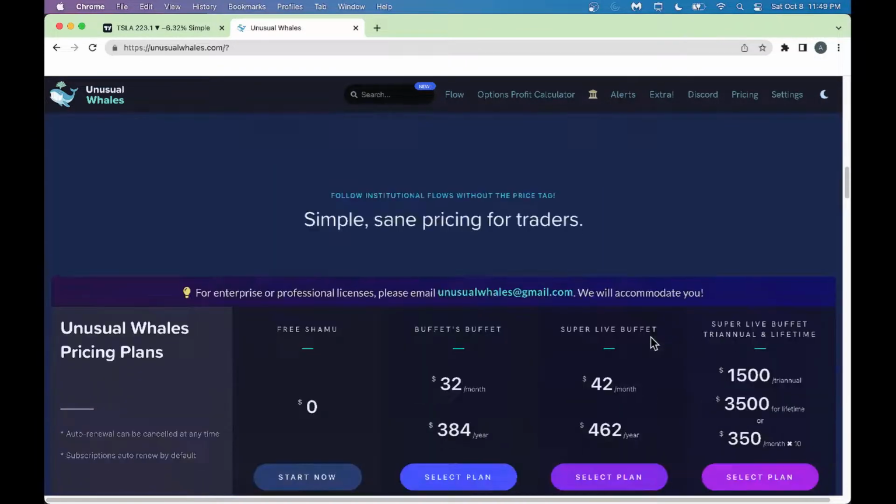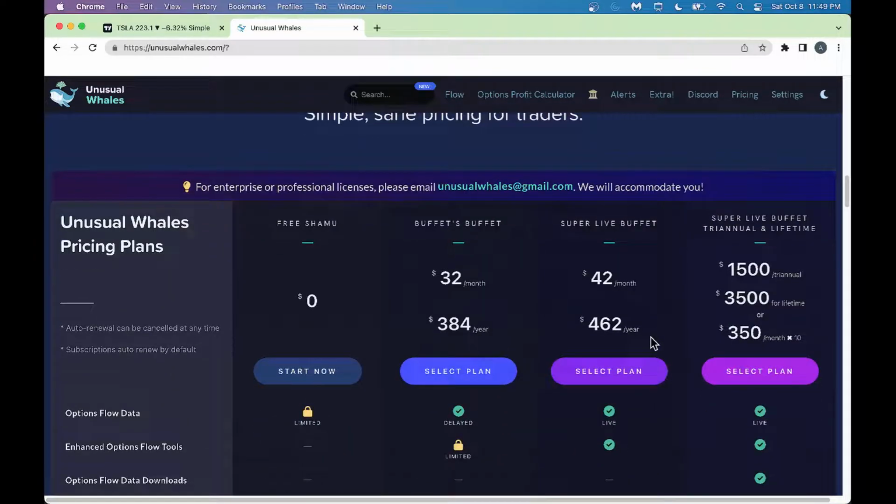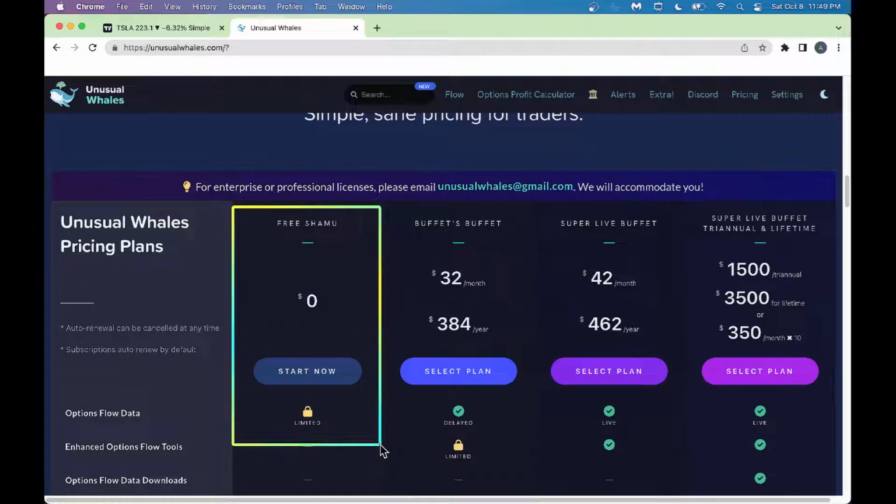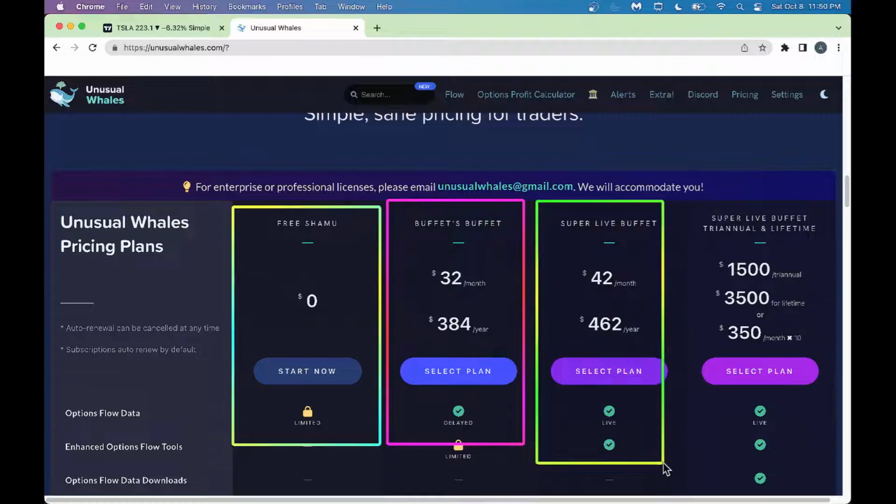All right, if you're getting started, probably start with the free Shamu here, and don't waste your time on the Buffet here. Instead, just go into Super Live Buffet. Try it for a month or so, and if you don't like it, you can discontinue. But if you like it, you could go into a cheaper plan here, maybe a tri-annual plan, which is also good, and go from there.